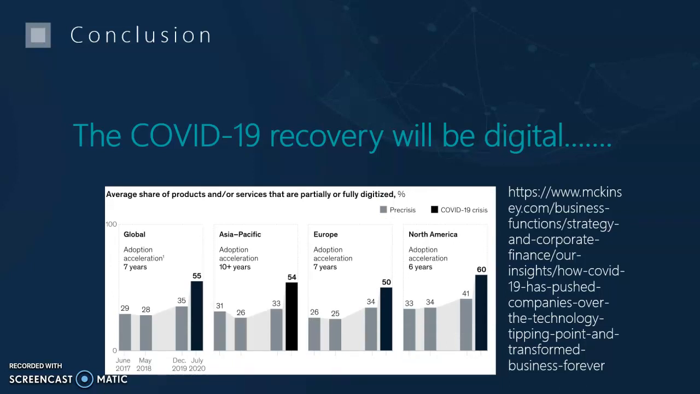And here is another example, which is the average share of products and services that are partially or fully digitized. Look at the acceleration. These accelerations provide job opportunities, which are provided by technologies. And those people who know how to combine technologies with their jobs, or simply know how to operate them, are going to gain those jobs.